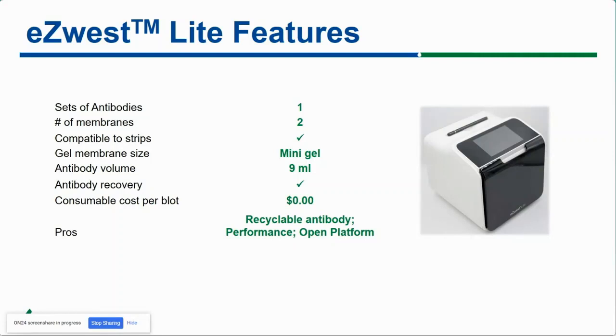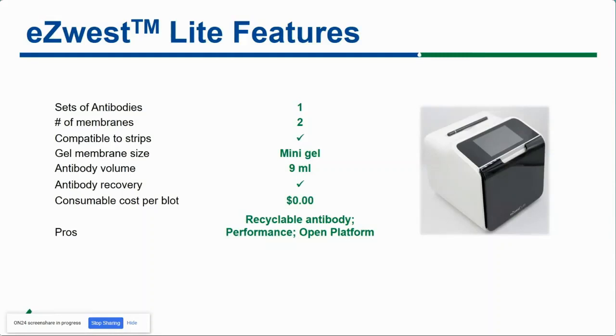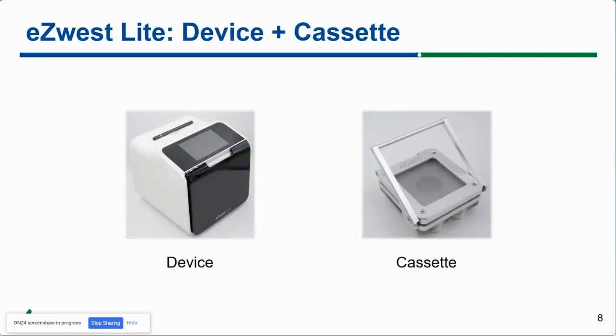For the device, it fits mini gels. We're looking into a mini cassette, which is coming soon, but right now it fits mini gels only. For antibody volumes for primary and secondary, you need about 9 mL of diluted antibody, and then you can recover them, of course. So this is just a little bit more detail, and now let's look at how it all goes together.